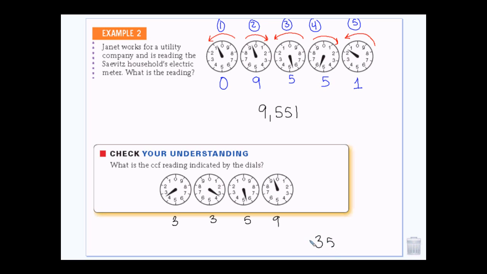So what happens if you have one of these things and it goes all the way up to like 9, the first one's 9? Once this hits 9, 9, 9, 9, and they're all 9, then this one will go to 0, 0, 0, 0, and it resets back to zeros.